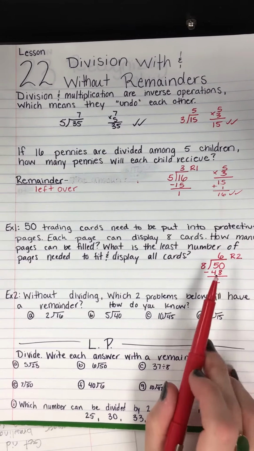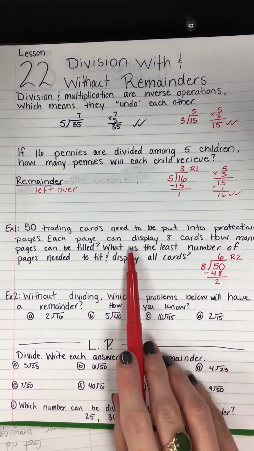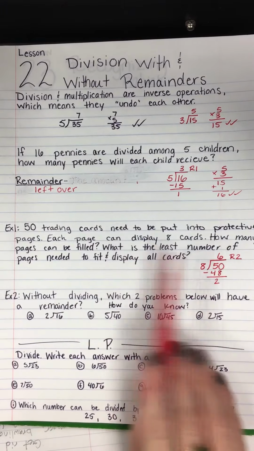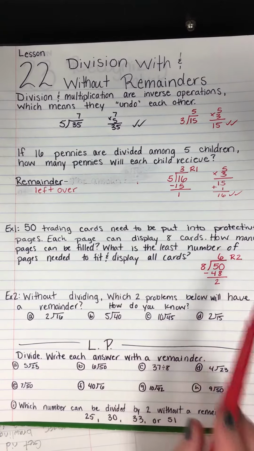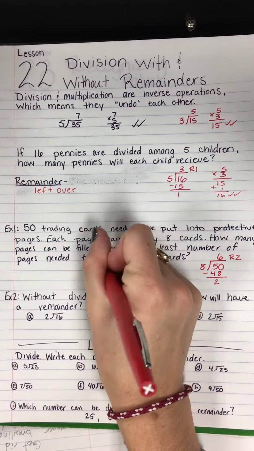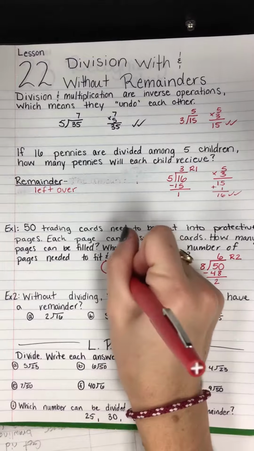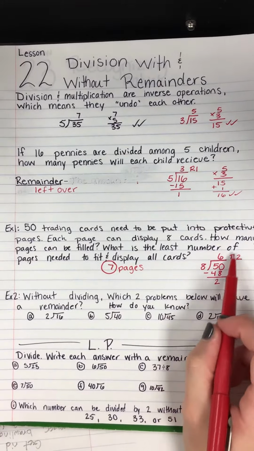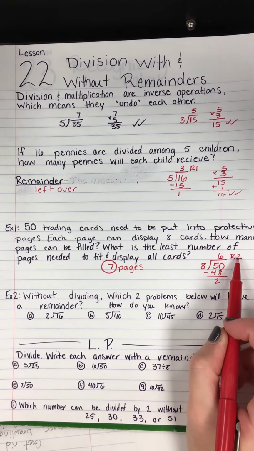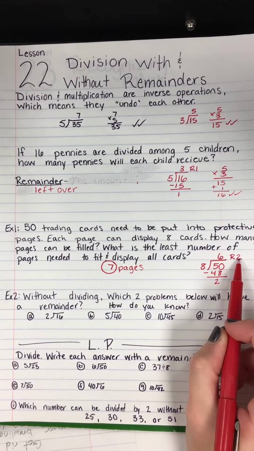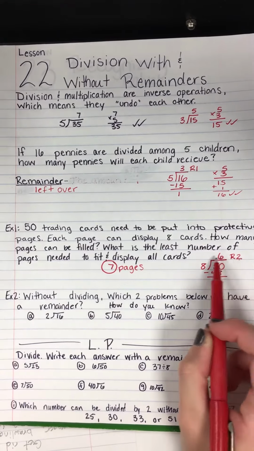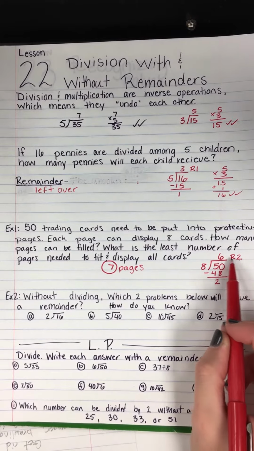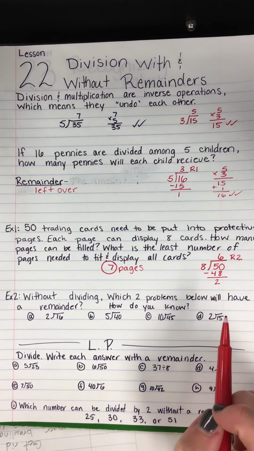So this question is asking how many pages can be filled? 6. What is the least number of pages you'd need to fit and display the cards? The answer is 7. 7 pages, okay? Because if there's any remainder, you've got to bump it up. Because what would these two do? They wouldn't be able to be on display, and you can't have any left out. So you would need 7 pages to fit anything that has a remainder. You'd have to bump it up, okay?